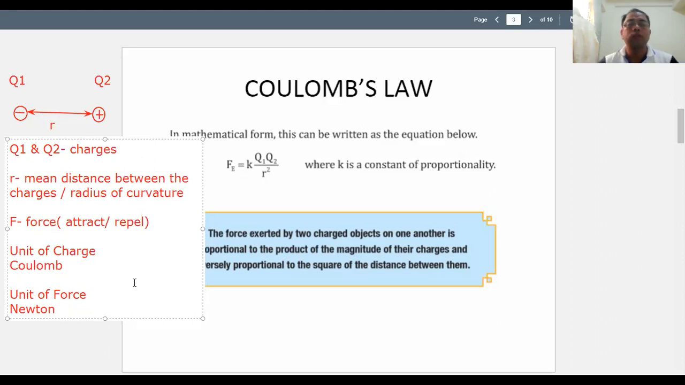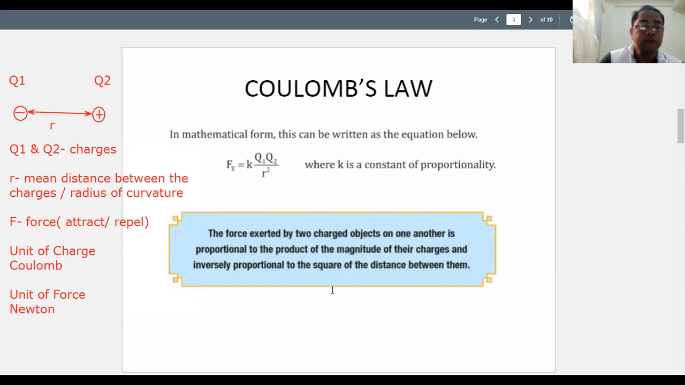That's why they use the symbol R, no? Well, that's with our equation. So Charles Coulomb formulated this, no?